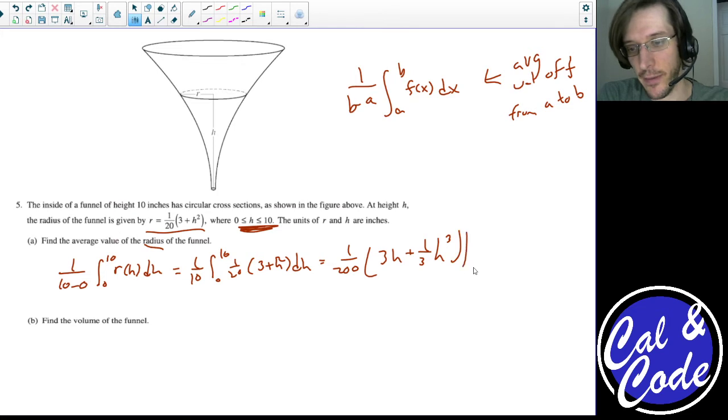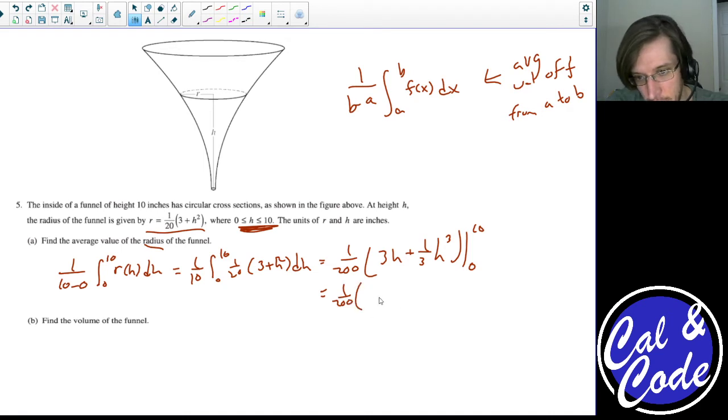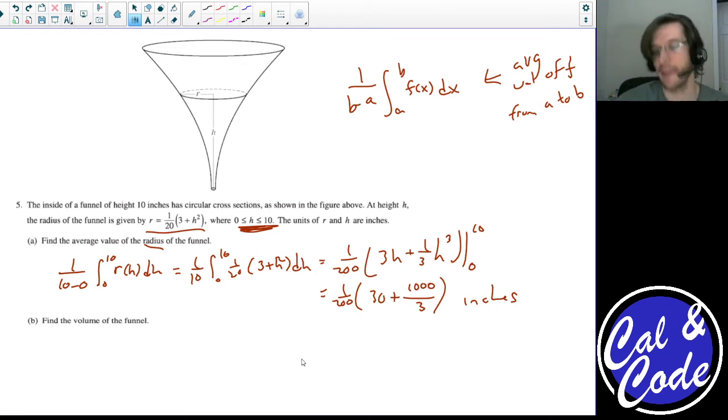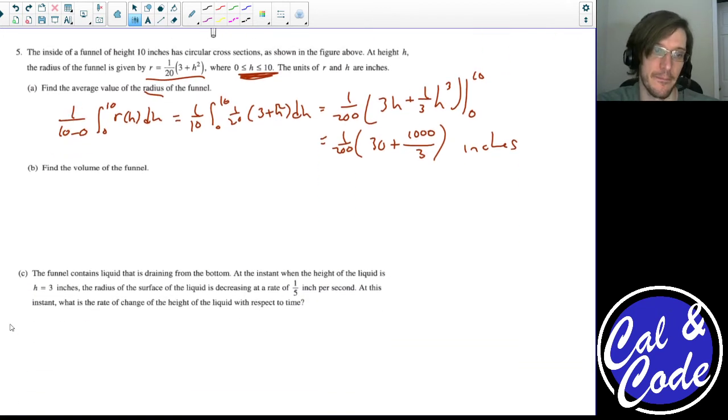And I'm going to evaluate this thing from 0 to 10. So I'm going to end up with 1 over 200 times 30 plus 1,000 over 3, and I'm going to say that this is in inches. I am not simplifying that. If you feel like simplifying that, that's your own prerogative. I'm walking away. Find the volume.